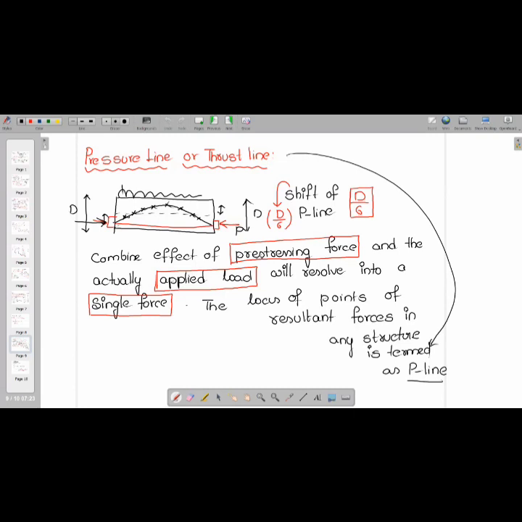Sir, see, when does this shift occur? This is one of the questions. Sir, the shift of the P line occurs when there is a change in bending moment. When there is a change in bending moment, definitely there will be a change in resultant force.